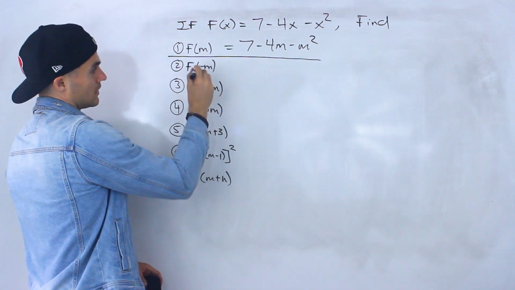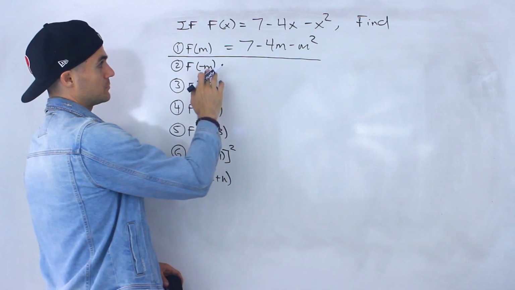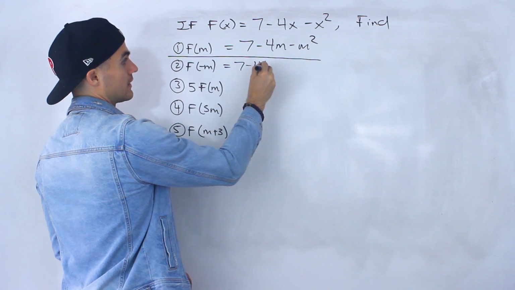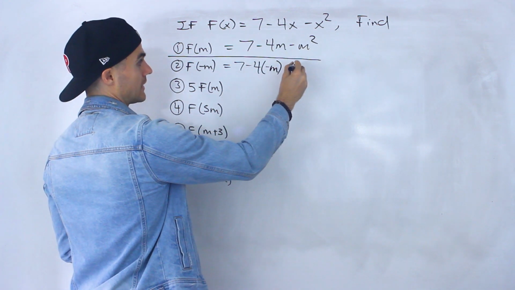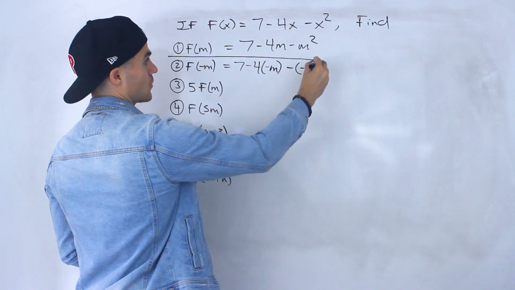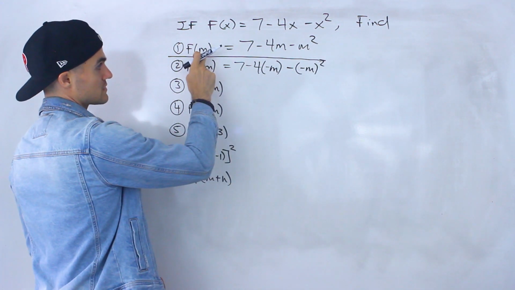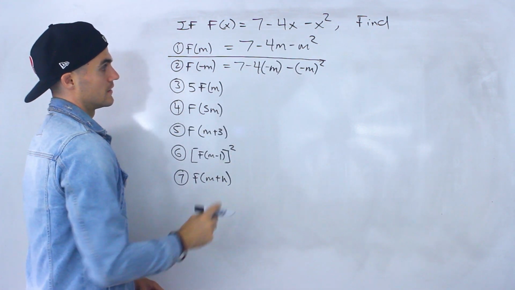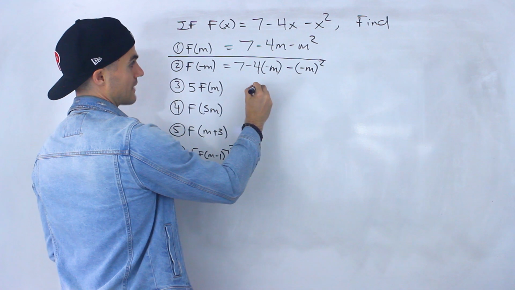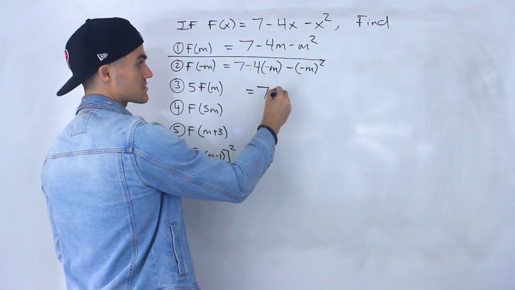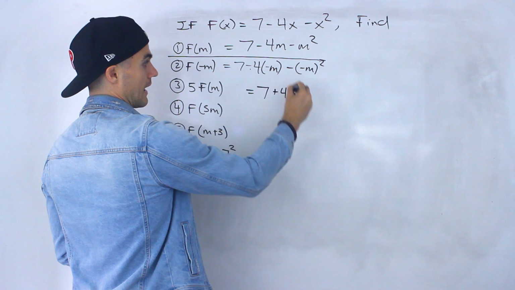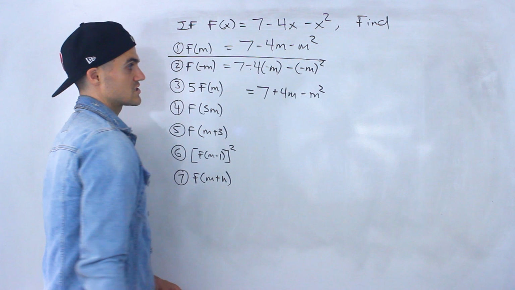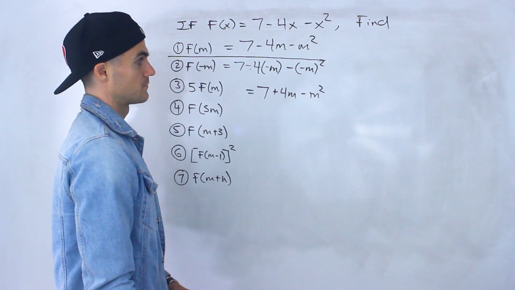That's the answer. Number 2, f of negative m. We'd plug in negative m for all the x values. So we'd do 7 minus 4 in brackets negative m minus negative m squared. Instead of plugging in positive m, we plugged in negative m for all the x values and put them in brackets. Simplifying this, we have 7, negative 4 times negative m gives us positive 4m, and then minus negative m squared is just positive m squared.